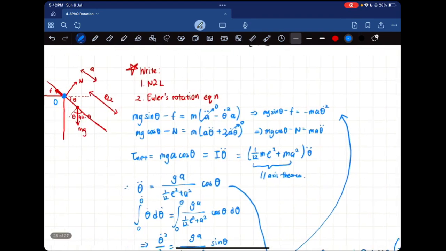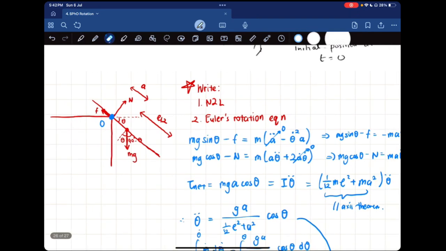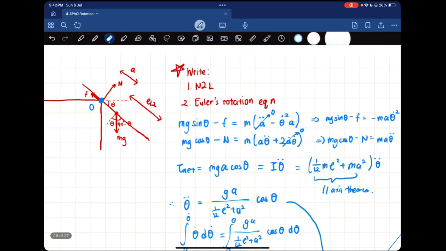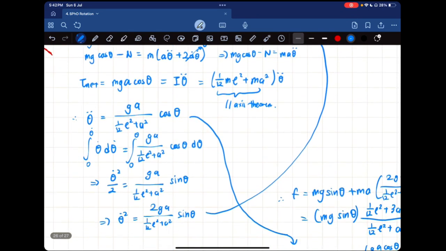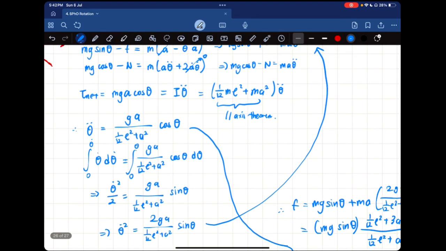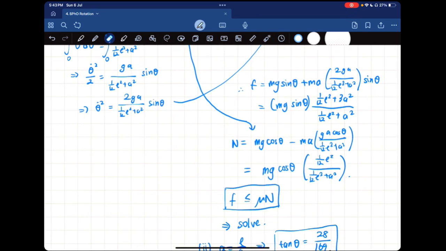Anyway, the point of this question is you start from this, you draw a diagram, you write Newton's second law and Euler's rotation equation. You realize that polar coordinates is a better choice of coordinates to work in because you are dealing with theta anyway. And you can just get a whole bunch of equations here that involve theta double dot and theta dot squared, and you can simplify them. And don't forget your non-slip condition here. And that's how you solve this. That's how I solve this problem. I hope that clarifies.